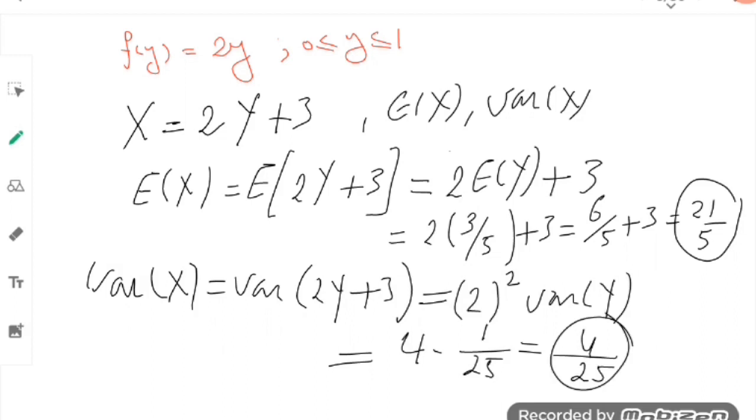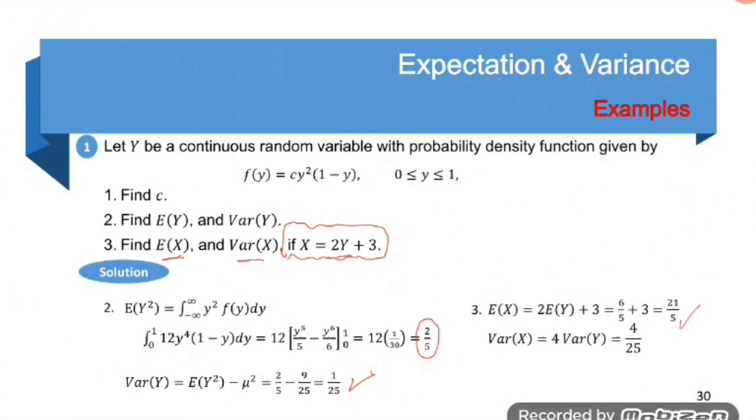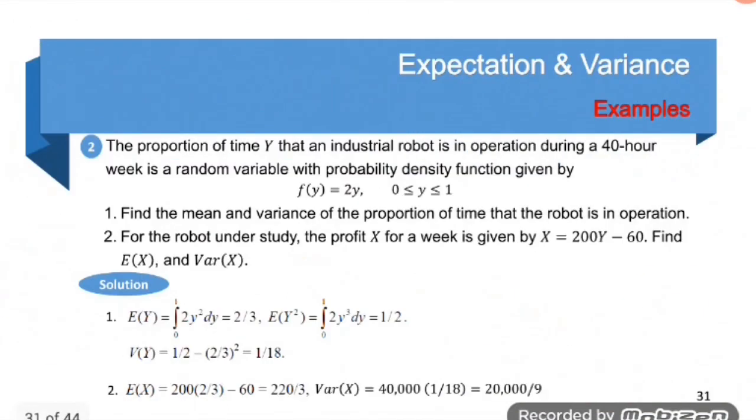Move to the answer to check our answers, which is: the expected value of x equal to 21 divided by 5 and the variance of x equal to 4 divided by 25. Now move to another exercise to give more practice.